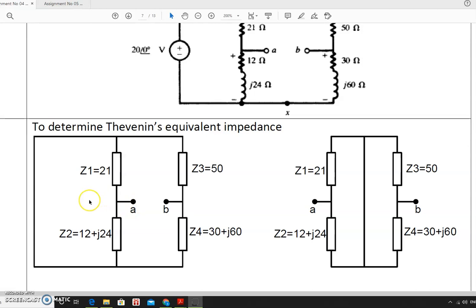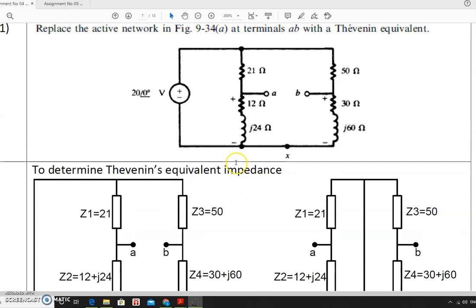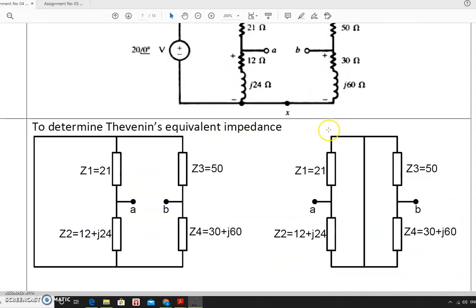Take the A terminal outside and the B terminal outside, like here. The short circuited link is transferred to the middle. A terminal is taken outside, B terminal is also taken outside. I will call this Z1, this Z2, this Z3 and this Z4. Z1 is 21, Z2 is 12 plus j24, Z3 is 50 and Z4 is 30 plus j60.